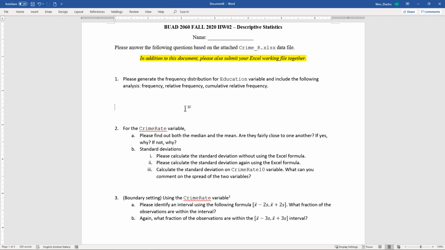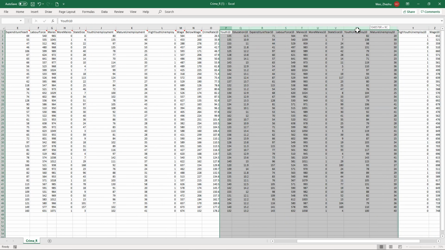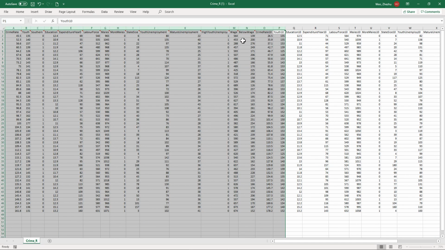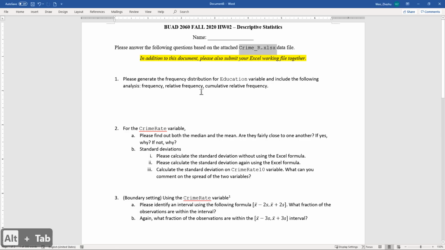So this homework still uses crime rate Excel data. This time I made the rest of the data visible on your end, which is something measured after 10 years. And I also eliminated the crime rate rating because that was something I created ad hoc to assist my previous assignment. So if you look at the assignment, question number 1 is asking you to create a frequency distribution table for the education variable, but this time make sure you include cumulative relative frequency.